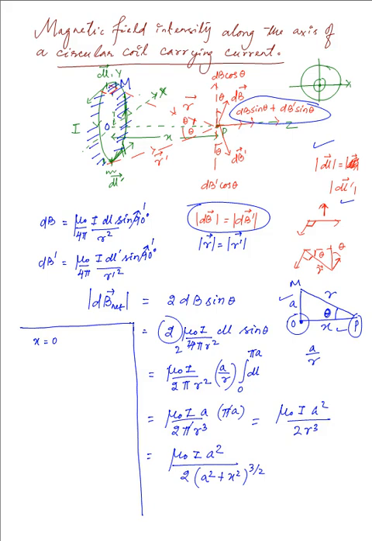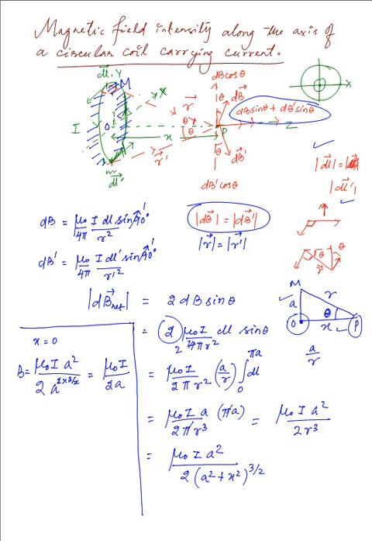For that, we have x equal to 0 over here, and if we put x equal to 0, then we get the value of B as mu naught times I times a squared. Now x is equal to 0 in the denominator, so we are left with a squared, and in the power term we have 3 over 2, so a squared to the 3 over 2 means a cube, the power terms multiply, 2 and 2 cancel out. You have an a squared at the top that cancels out with two of the a's in the denominator, so you are left with mu naught I over 2a.